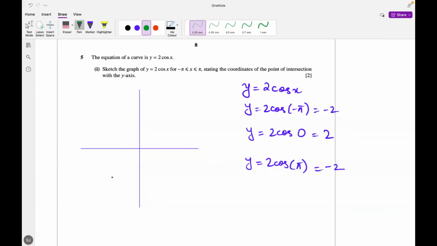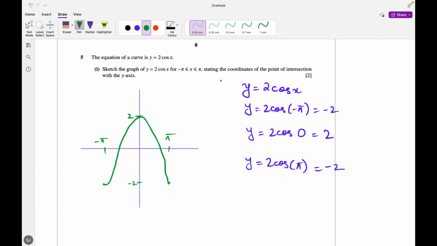Now we know that the x coordinates are from minus pi till positive pi, and the y values are ranging from 2 till minus 2. So at x equals minus pi, the value is minus 2. At x equals 0, the value is positive 2. And at x equals pi, the value is minus 2 again. Simply joining the 3 points, we'll be able to sketch the graph of cos.